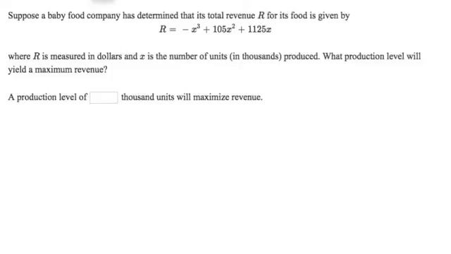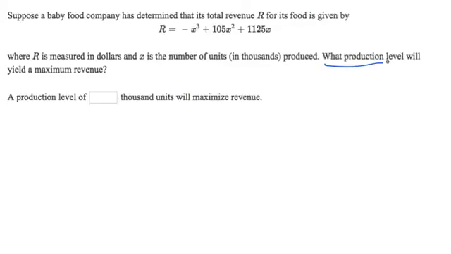In this problem, we want to maximize revenue, where revenue is defined as negative x cubed plus 105x squared plus 1125x, where r is measured in dollars and x is the number of units produced. And it says what production level will yield a maximum revenue. Well, if x is the number of units produced, that means we want the x at which revenue has a maximum.